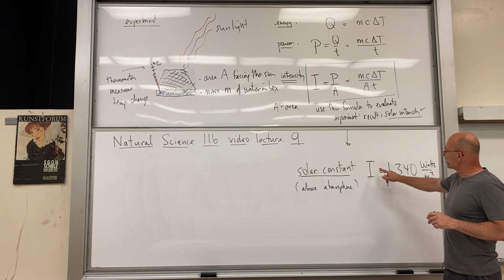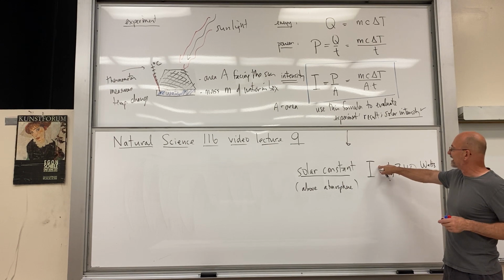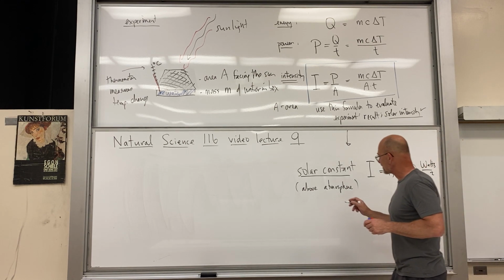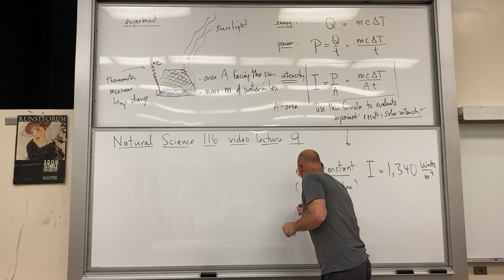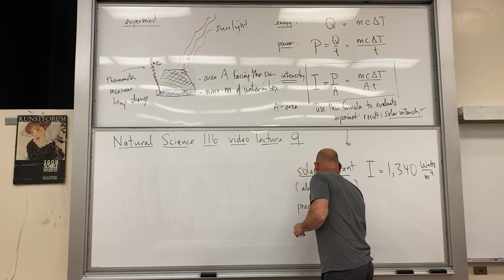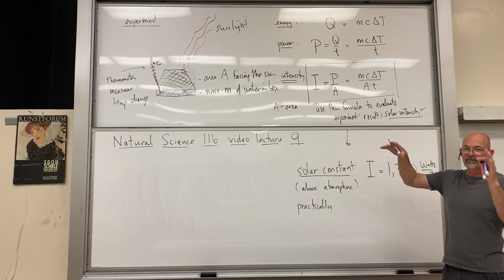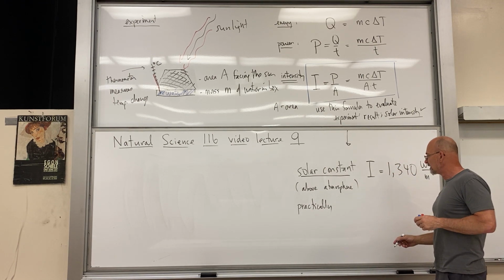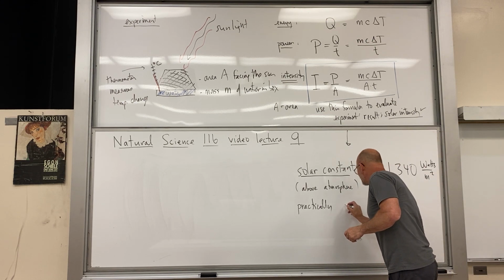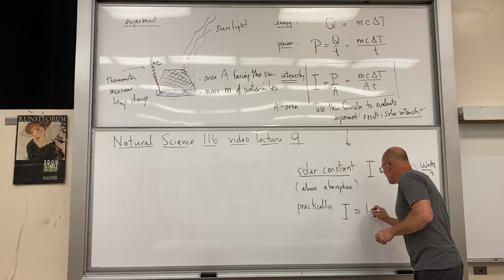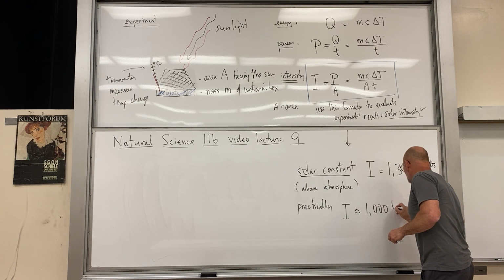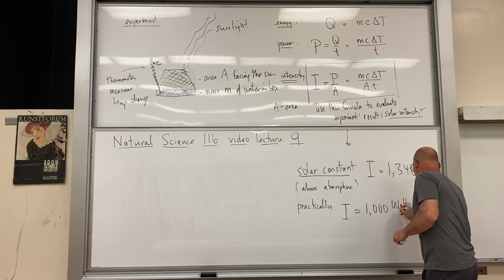Now I'm going to keep using the letter I for a number of related things. So I'll write here practically, if you're down here on Earth, not all the energy gets to Earth because some of it reflects off the atmosphere itself. So practically, I is approximately 1,000 watts per square meter.